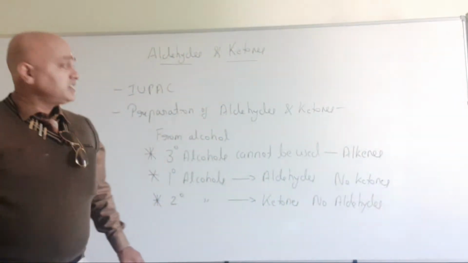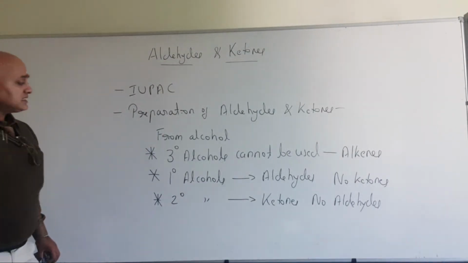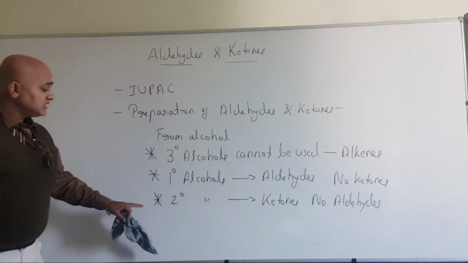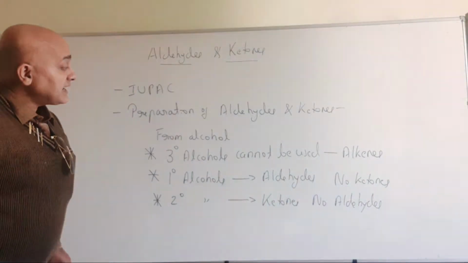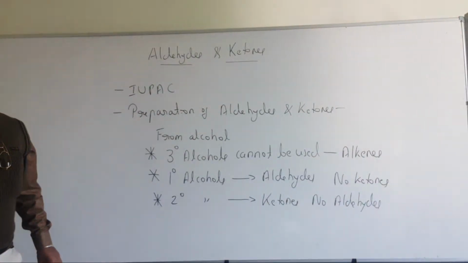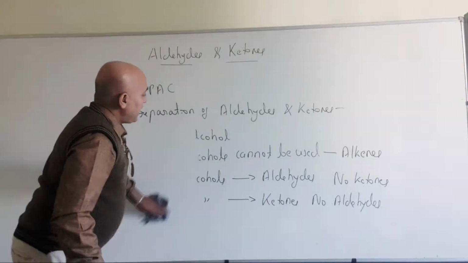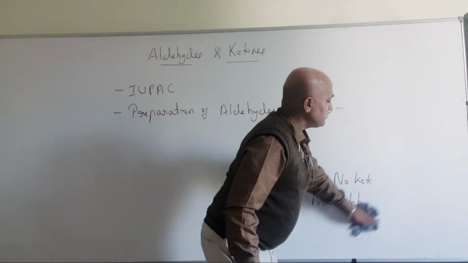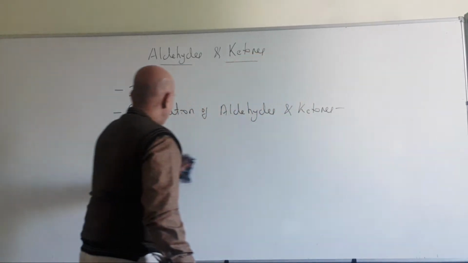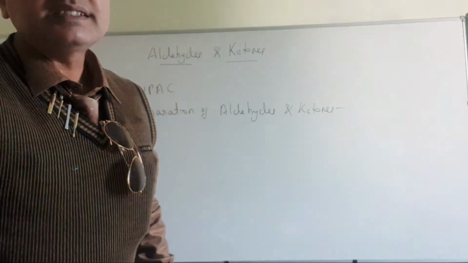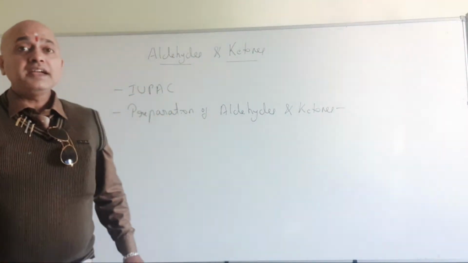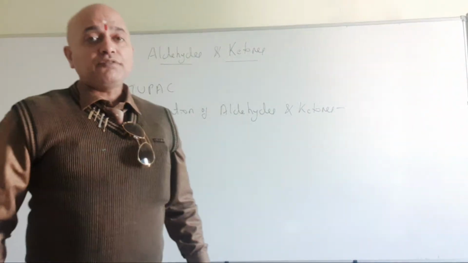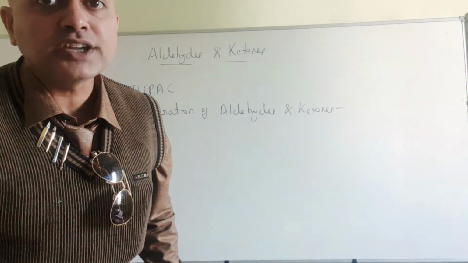Tertiary alcohols will be converted into alkenes. Primary alcohols will be converted into aldehydes, but cannot be used for ketones. And secondary alcohols cannot be used for aldehydes; they will be used for the preparation of ketones. Which is that process involved in the preparation of aldehydes and ketones from alcohol? Which process is involved in the conversion of alcohols to respective aldehydes and ketones? Dehydrogenation, very good.